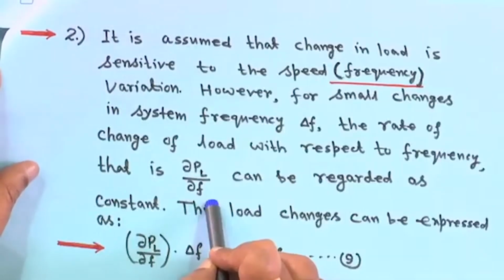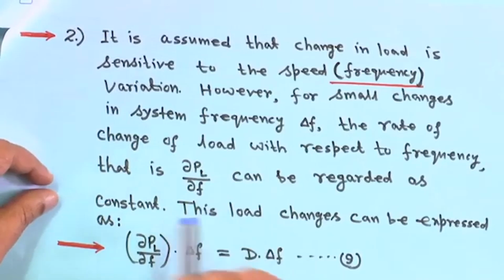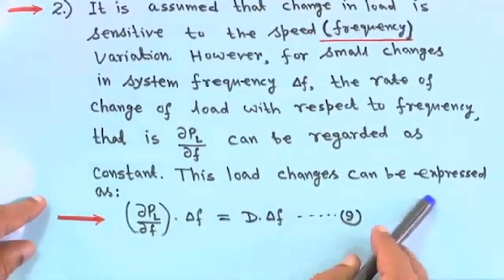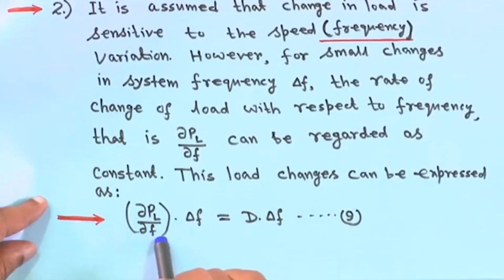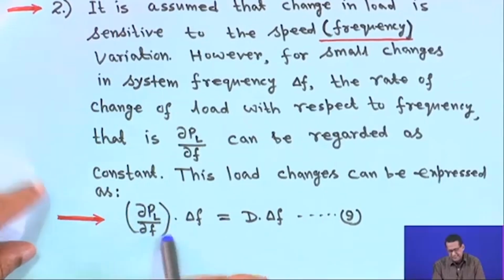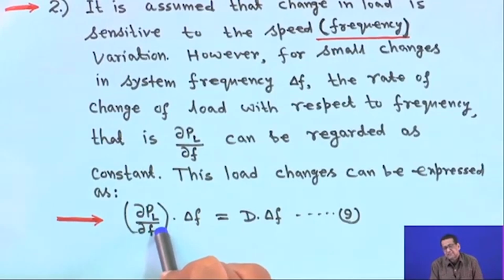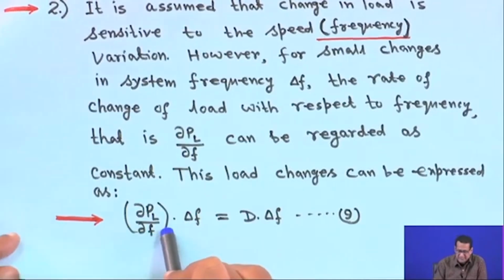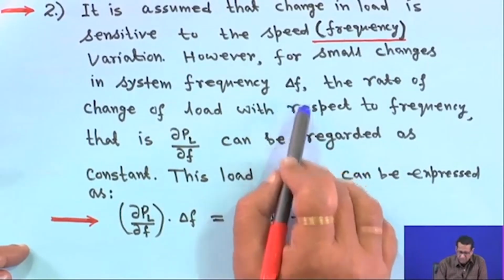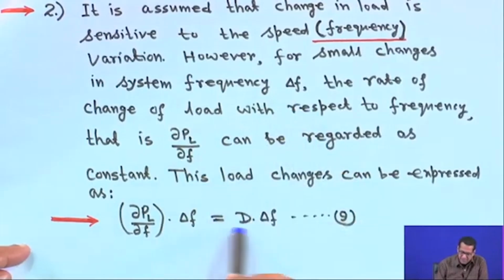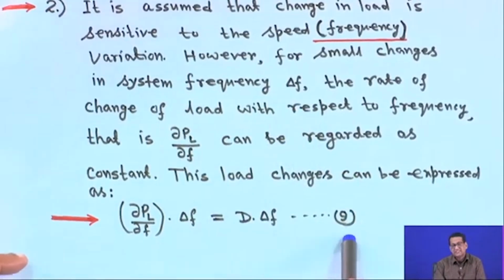That means delta P L upon delta f can be regarded as a constant, although we are assuming that load is sensitive to the change in frequency. Therefore, this load change can be expressed as delta P L upon delta f into delta f. This we are taking as a constant, because this is due to a very small change in delta f, and this we define as D into delta f. This is equation 9.